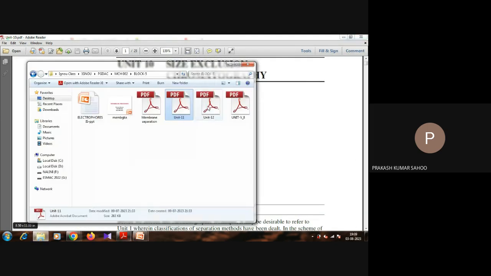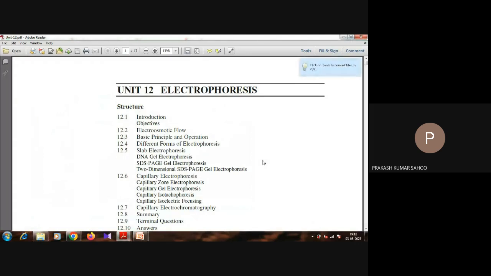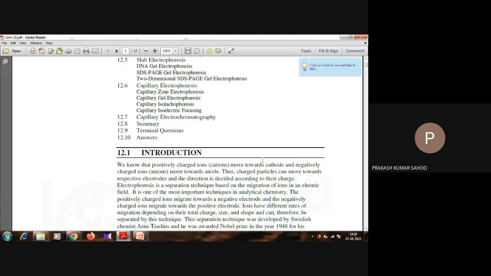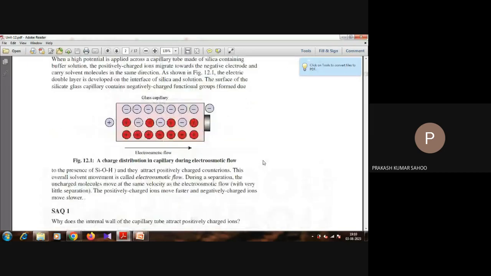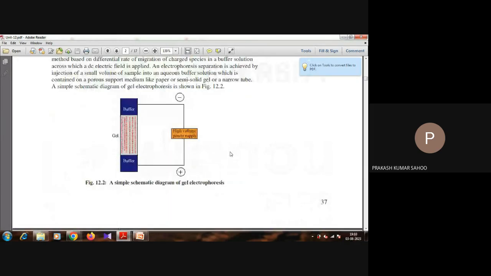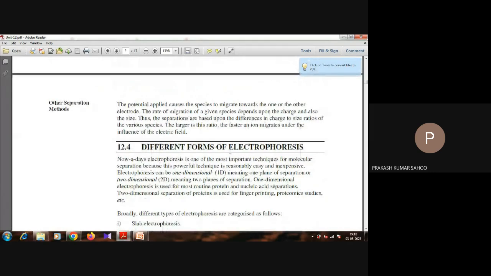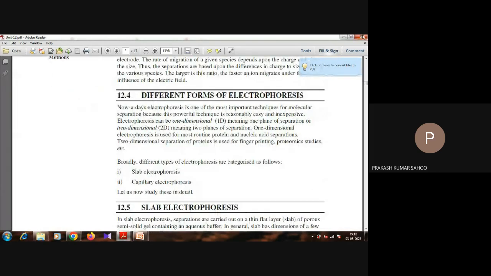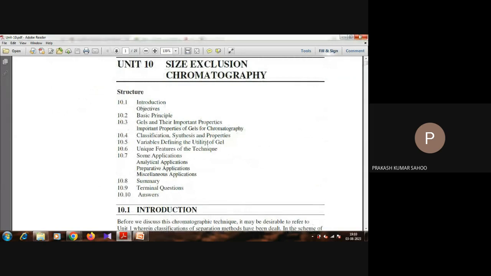Then we have the last unit, that is electromigration, that is electrophoresis. That is the movement of the ions to their respective electrodes. This is known as electrophoresis, and how the separation is done with different mechanisms, with different principles. We will have all that in our next class.